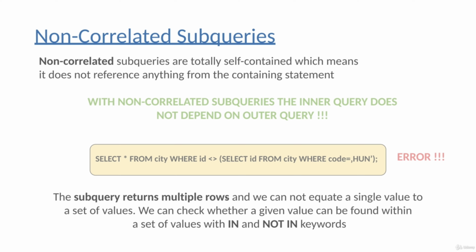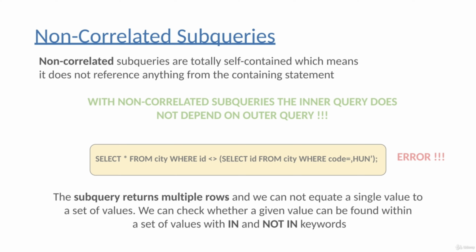But we can use the IN and NOT IN keywords. So if we use something like this, it is going to work fine. We select every column from the city database table where the ID is not in the result set, and we create a subquery.